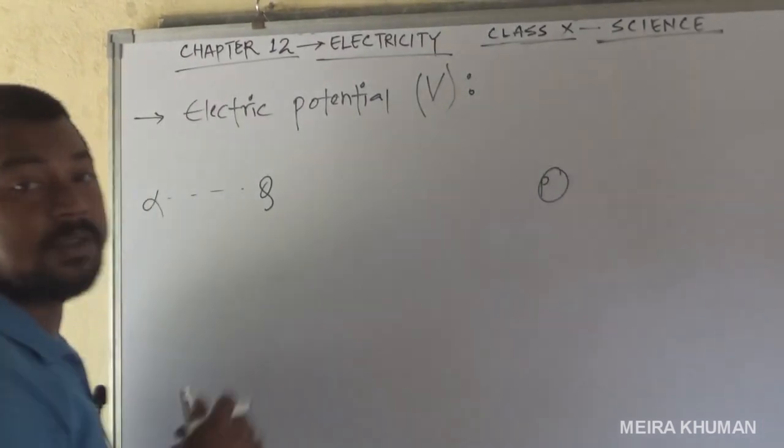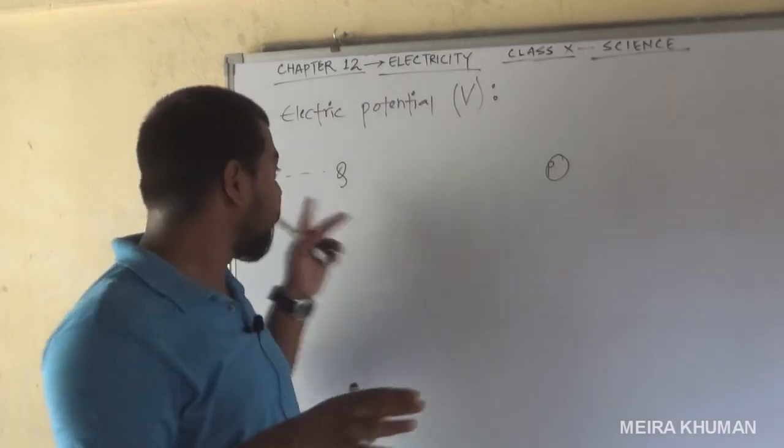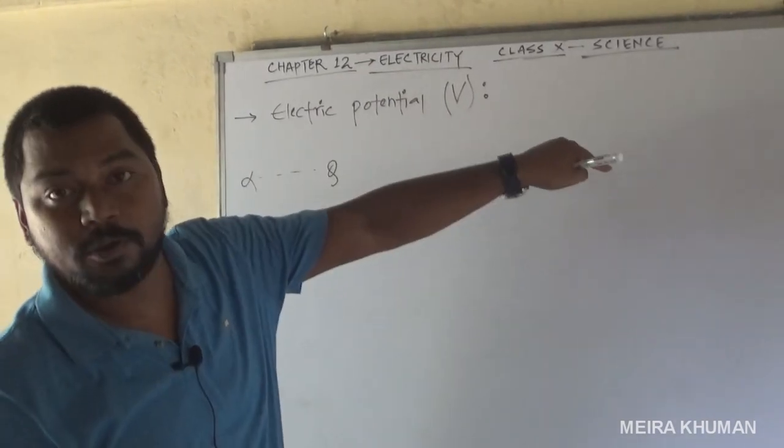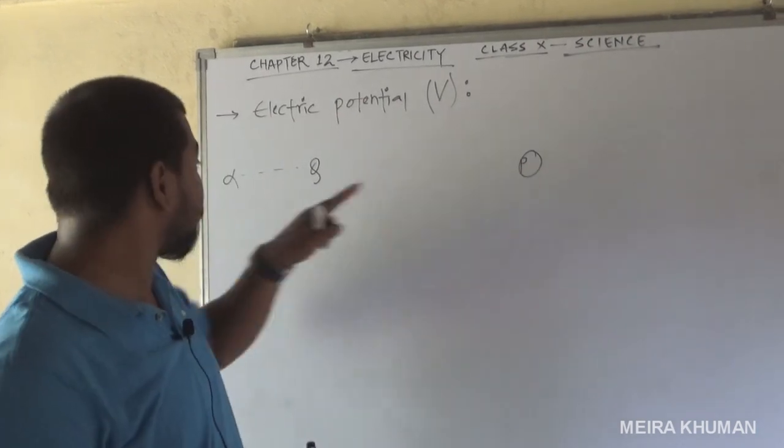While doing so, I am doing a certain amount of work. And the amount of work that I need to perform while taking that particular charge from infinity to the particular point P, that is simply the potential of that particular point P, not the potential of infinity.